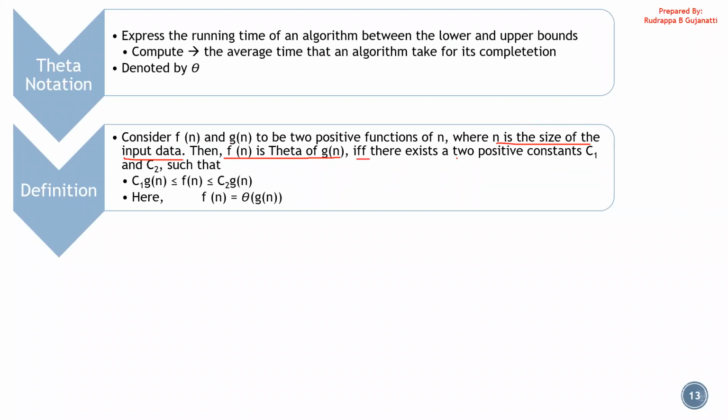if and only if there exist two positive constants. Since we are dealing with lower bound and upper bound, we'll be having two constants, one for the lower bound and one for the upper bound. So C1 and C2, such that this condition is satisfied, wherein C1 times g of n is less than or equal to f of n. Here you're specifying that f of n is greater than C1 times g of n. So this is giving me the omega notation.